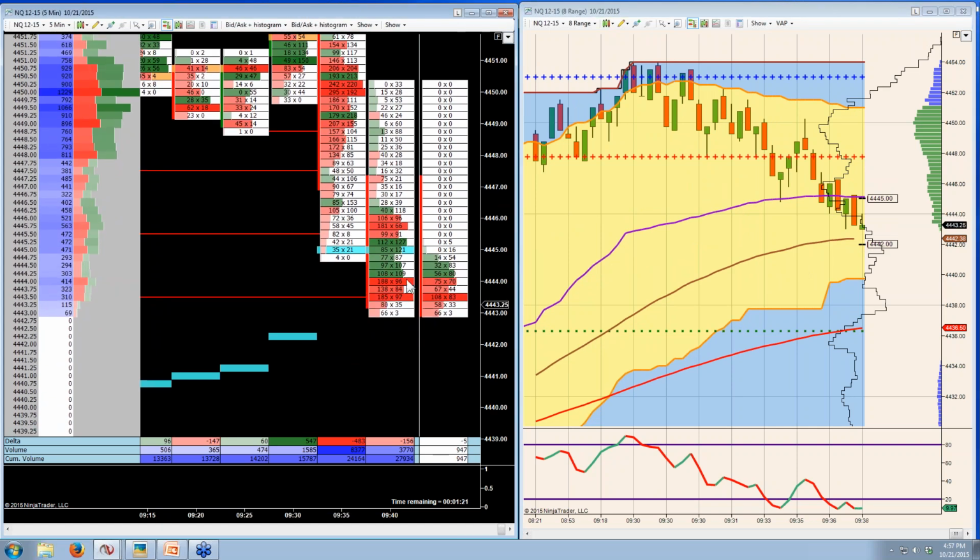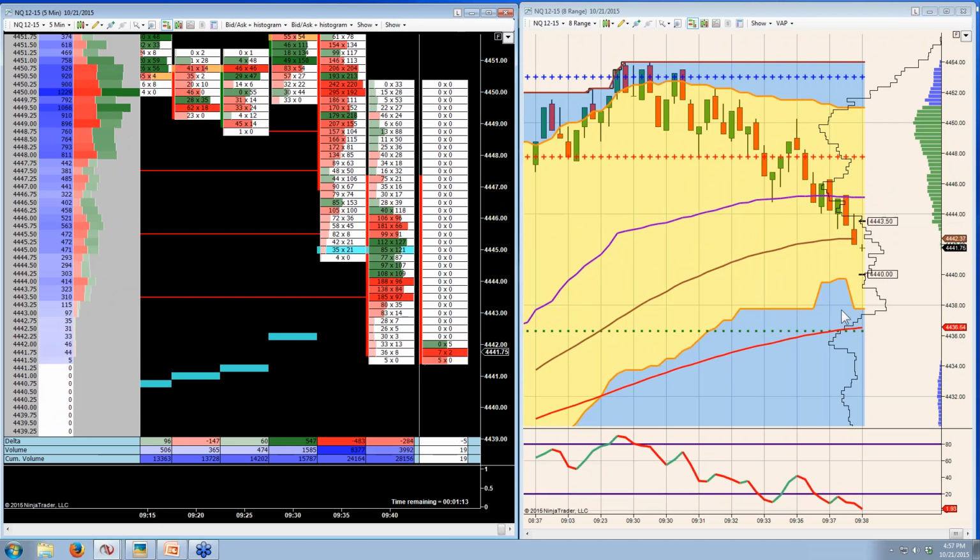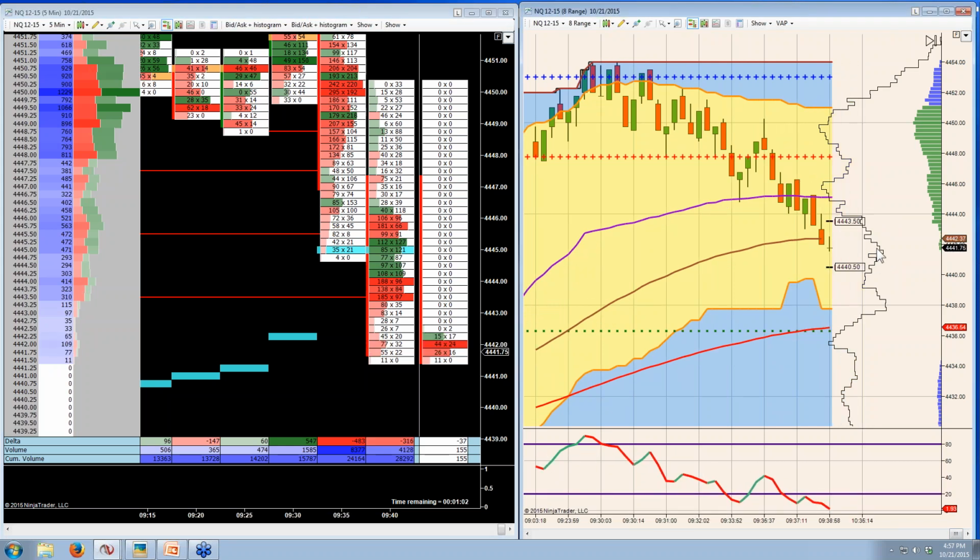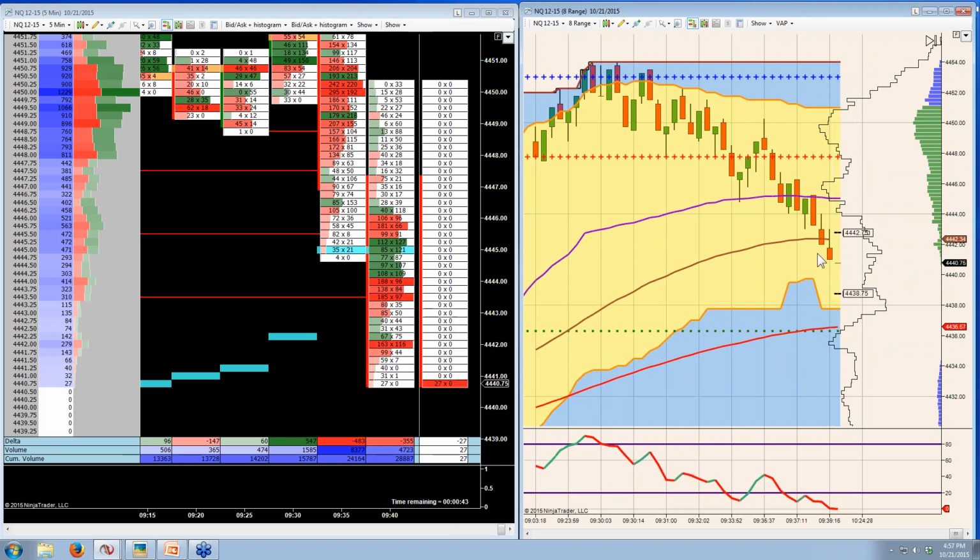So this is nice because we see some sellers coming in here. And now we got more. And you'll see here where we had this little opening in volume, we just got sucked down to that next high volume area. So now we have to see what's going to happen. Are we going to get buyers or are we going to get sellers? And then obviously you just have to manage it.